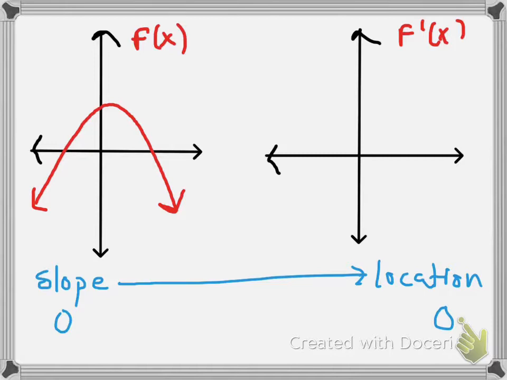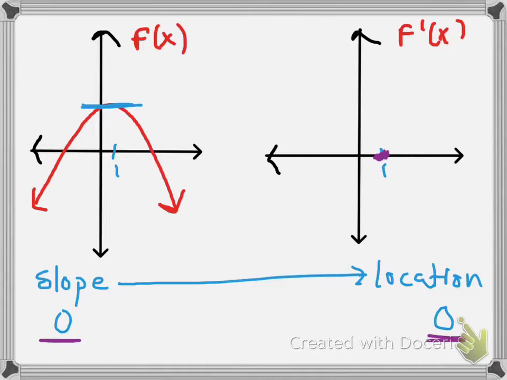So where's the slope 0? Well, somewhere up top up here. Probably right around there. Let's say that's at 1 on the graph. So I'm going to go over here to 1. And I know for sure that the slope was 0. So since the slope was 0, the location is going to be 0, which means I'm going to have a point right here at 1, 0. There's my point.